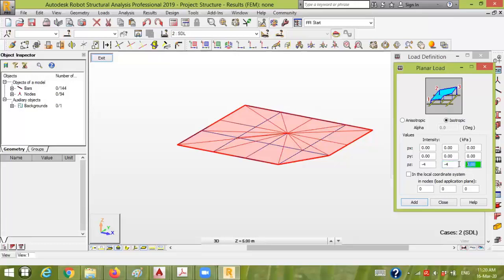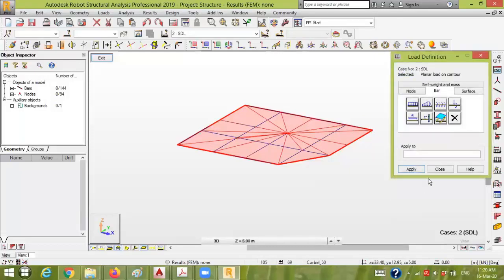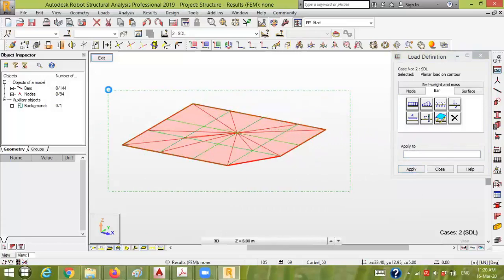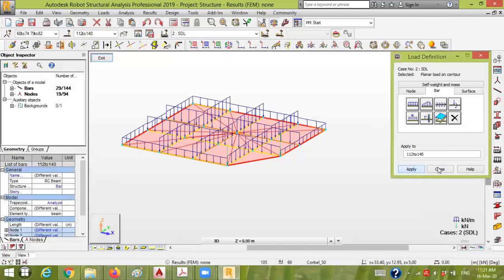And minus 4. The plane is defined by any three nodes, only one of them non-collinear. This is the definition of a plane, and we have to apply this load to all the elements in this level. SDL again, SDL case.